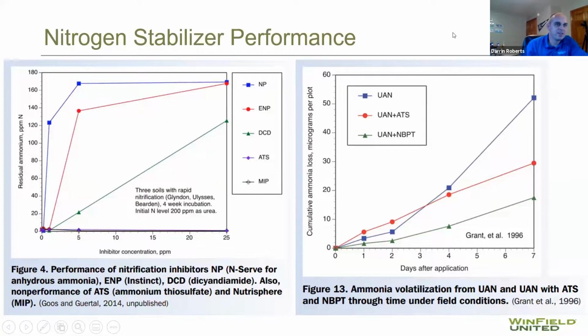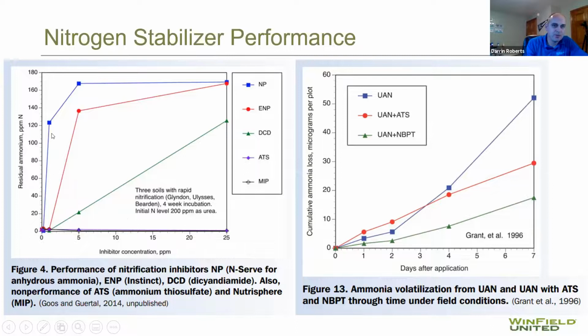So one question that I run into in the springtime a lot of times is, could we include ATS with our application? Doesn't it provide some stabilizer properties to it? And that is true to a certain extent as far as acting to reduce volatilization of ammonia. It doesn't necessarily provide any nitrification inhibitor properties to it. This is data from Dr. Goos, North Dakota State, from several years ago.